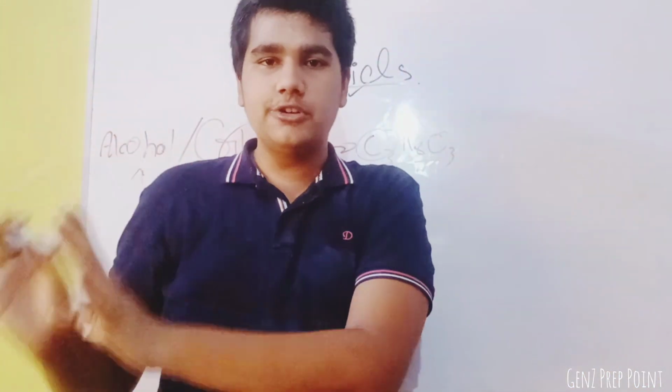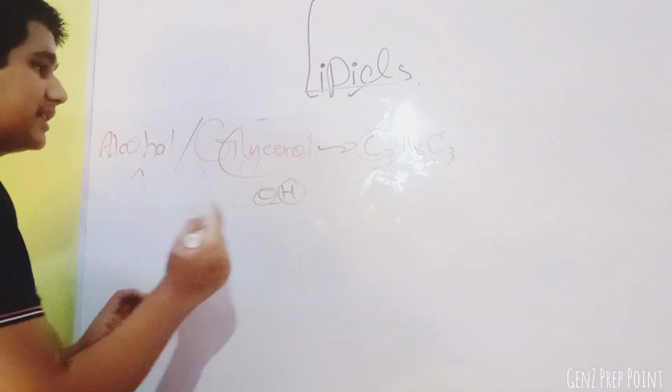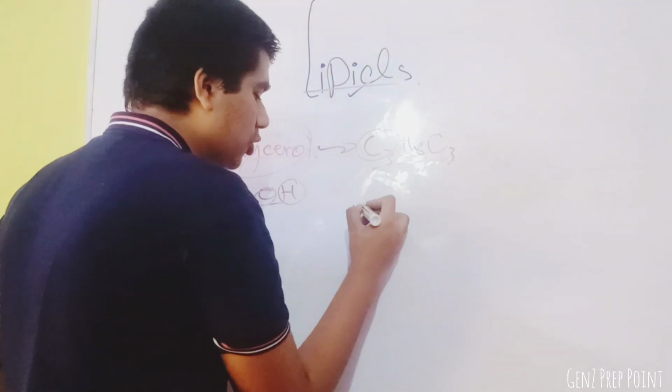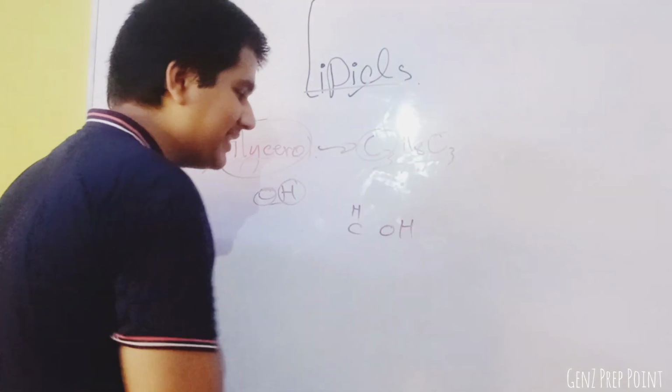And I have to fill all those 4 hands with something. I have to hold something. First thing will be, this is carbon. Carbon with one hand is holding hydrogen. With one hand it is holding OH.